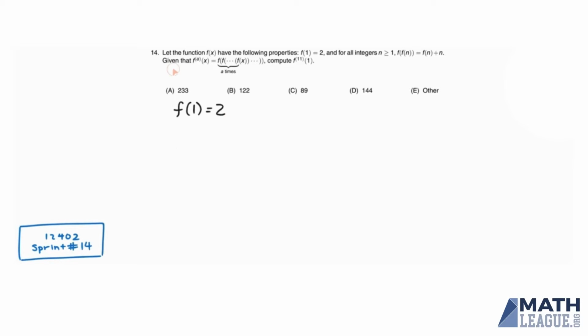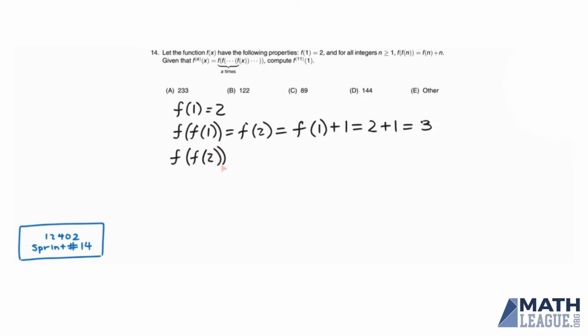So if we substitute using f of 1, we would have that f of 1, which is equal to 2, gives f of 2, which is equal to f of 1 plus 1. This is going to equal 2 plus 1, which ends up equaling 3. We can continue these steps. We take f of 2, and since f of 2 is equal to 3, this is going to be f of 3, which equals f of 2 plus 2, which equals 3 plus 2, which is equal to 5.